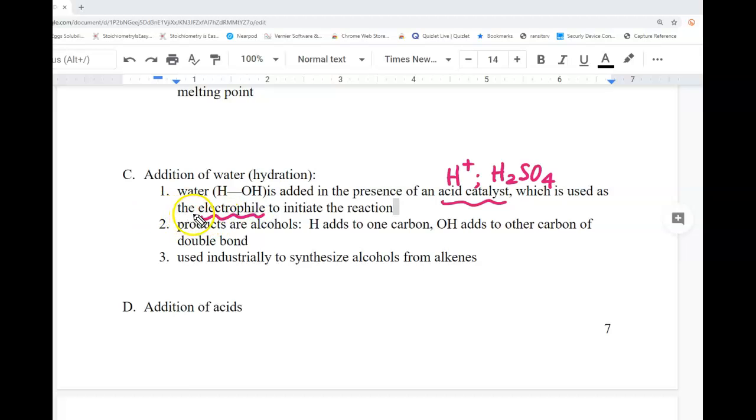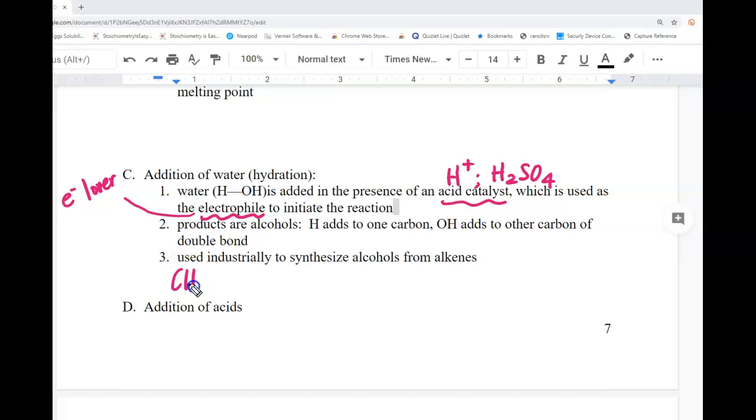Let's make sure that we are defining electrophile. The word phile means love or to love or lover. So if that's an electrophile, that is an electron lover. So that must be something that has positive charges in it so that it is attracted to electrons to be able to initiate the reaction. The products, as you're going to see, are going to add up to an alcohol. So this is how we can industrially make our own alcohols using alkenes. So let's look at a type of reaction in which that happens.